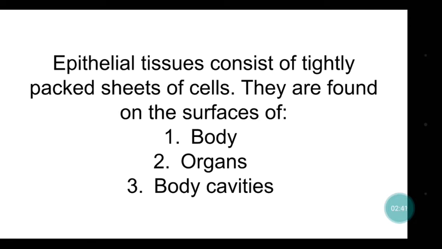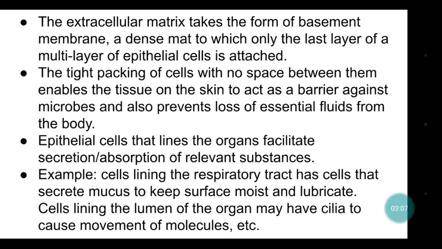Next, epithelial tissues also line the organs. They are found on the surfaces of the body, organs, as well as body cavities. So it also lines the body cavities. Epithelial tissues consist of tightly packed sheets of cells. They are found on the surfaces of the body, organs, and body cavities.